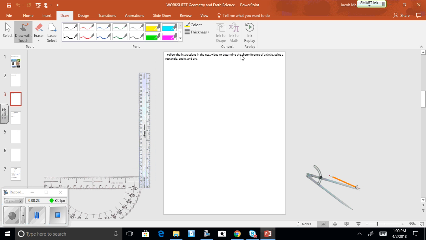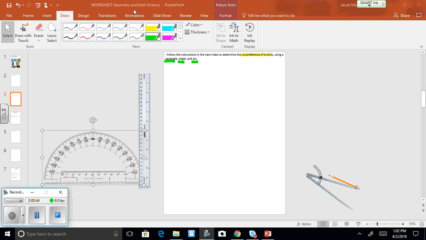So we're going to look to see how you can get the circumference of a circle using a rectangle, angles, and arcs. Okay, this is going to be a 3-step process, and each step's going to have a video. So let me show you how we're going to get this done.